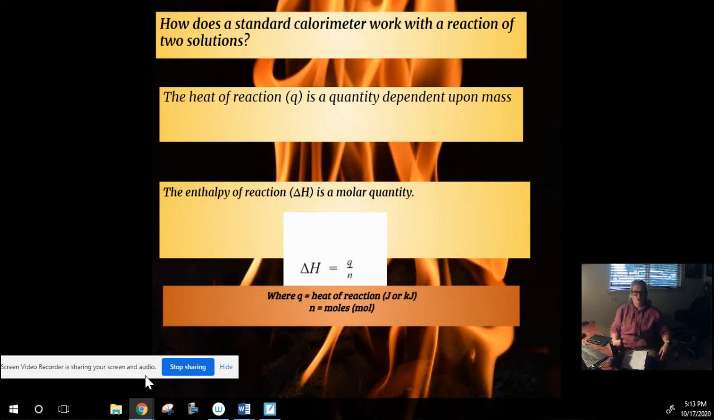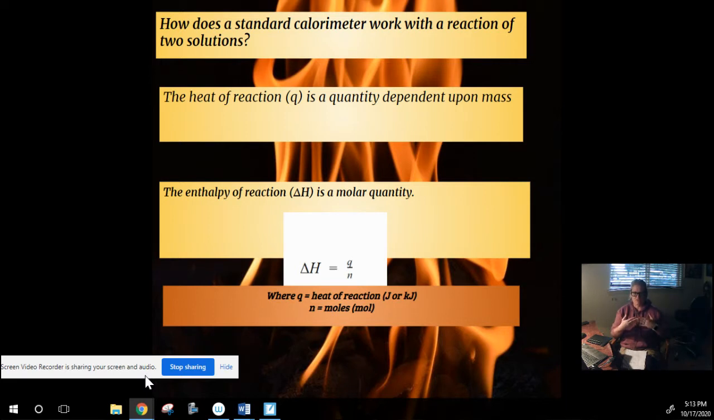So we've been talking about heat of reaction, and it's denoted with the variable Q. And it's a quantity dependent upon mass, hence, Q equals m times c delta T. That's why I say "Cumsat" or "Cumcat". But we also can define heat in terms of enthalpy, which is symbolized by delta H, and that's going to be a molar quantity.